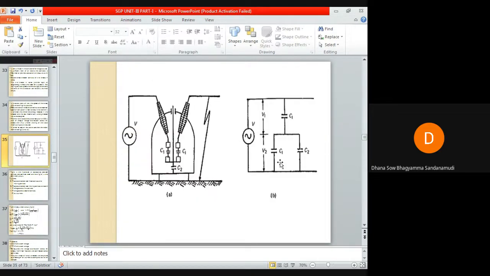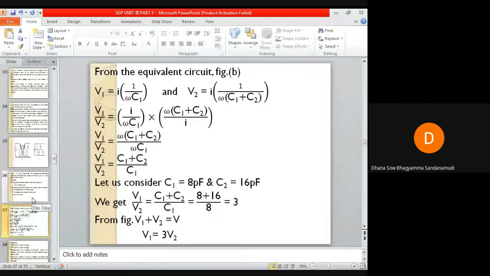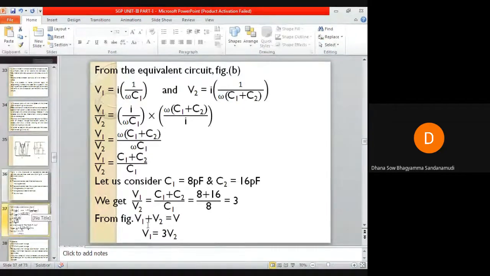But from this equivalent circuit, what is V? V is equal to V1 plus V2. That's what I have written. V1 plus V2 is nothing but V. V1 is 3 times V2. That means when V1 is 3 times V2 and V1 plus V2 is equal to V, instead of V1 you can write 3V2. So 4V2 it will be. V is 4V2.